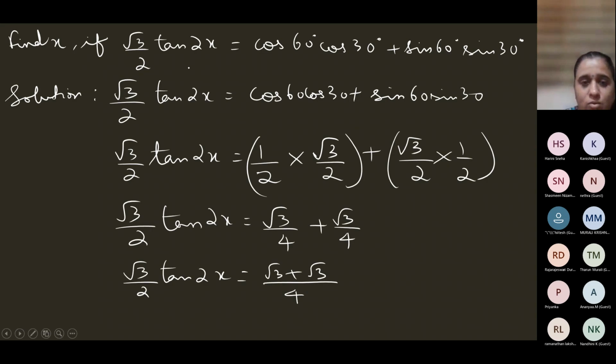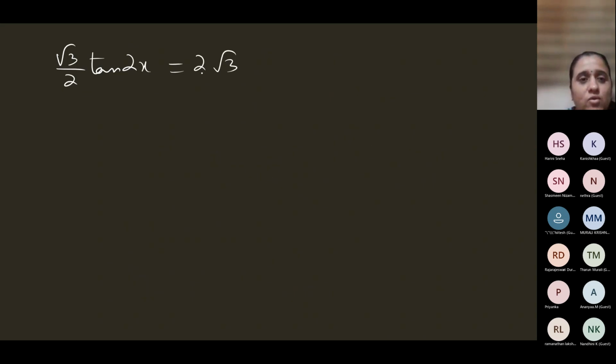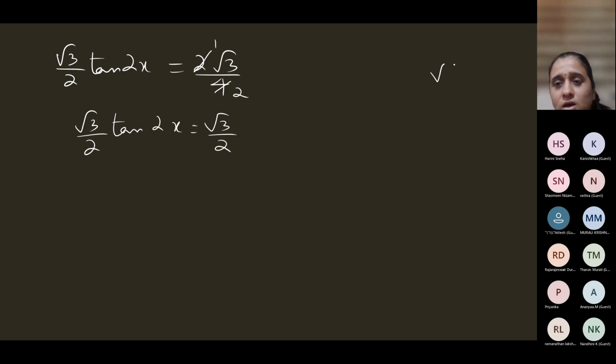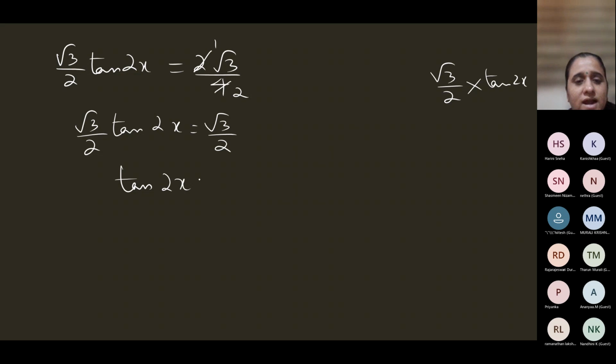So root 3 by 2 tan 2x is equal to 2 root 3 by 4. Here you can cancel 1, 2. So root 3 by 2 tan 2x is equal to root 3 by 2. You can transpose this, this is nothing but root 3 by 2 into tan 2x. You can transpose that, or you can simply cancel it on both sides. Tan 2x is equal to root 3 by 2 into 2 by root 3.